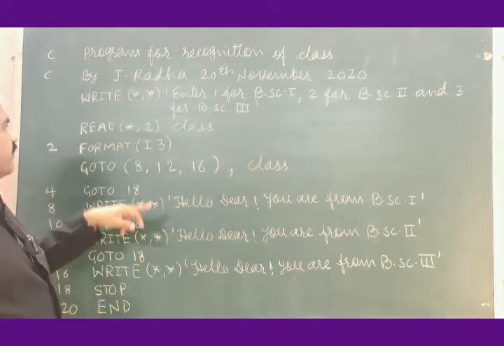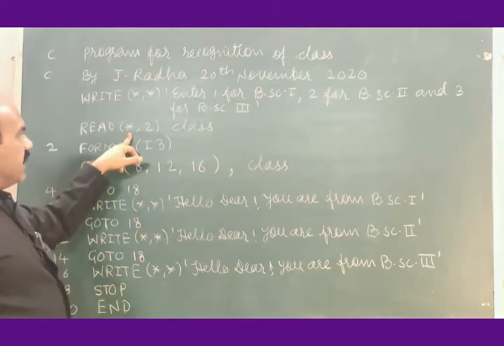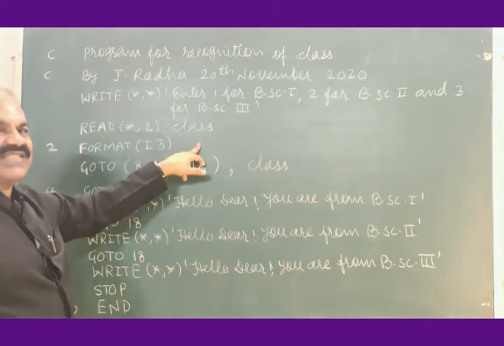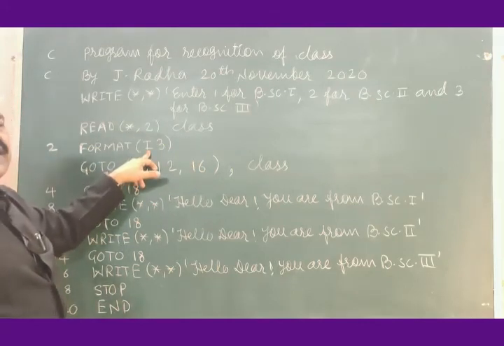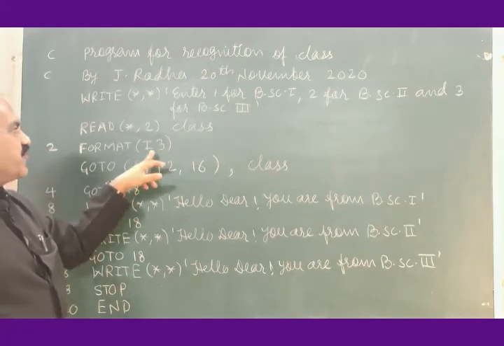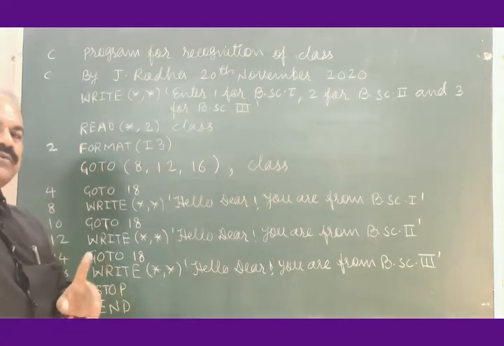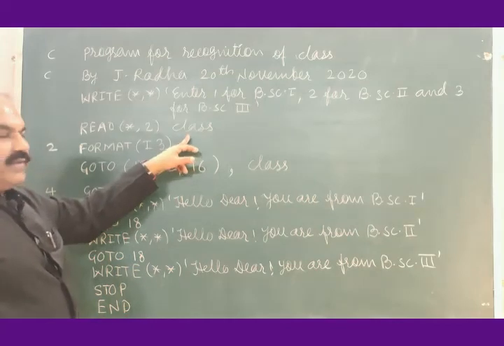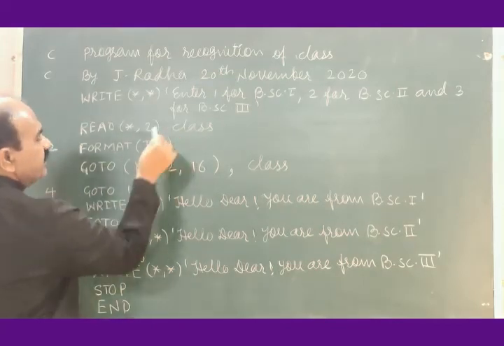Read asterisk, comma 2, the variable is class. Format 2 is here: I3. Class is to be written in the format I3, maximum 3 digits. You can put 1, 2, 3, etc. So if you supply it, after this the cursor will be blinking here on the screen.